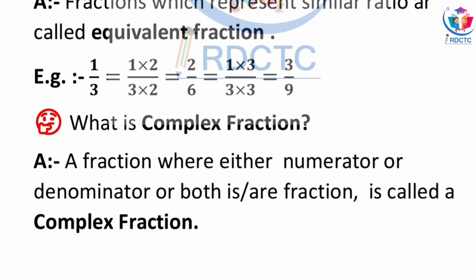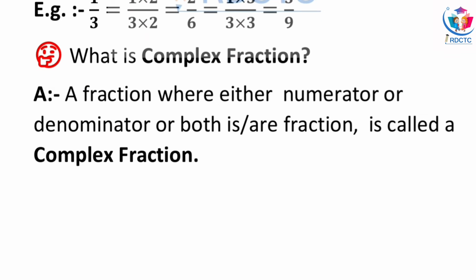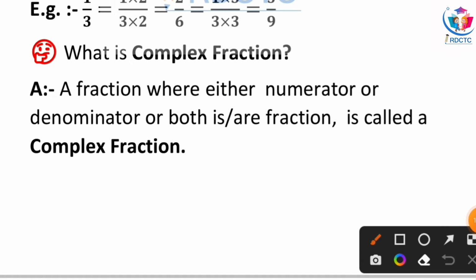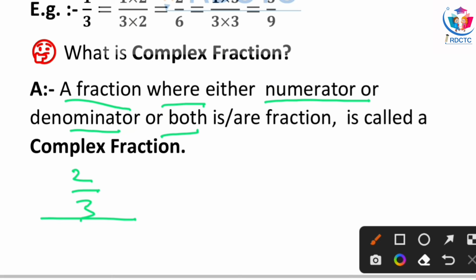Next, we see the complex fraction. What is complex fraction? A fraction where either the numerator or the denominator or both, means numerator and denominator are fractions, is called a complex fraction. Really, it is very complex. So, listen carefully. Here is the main by line. Suppose the numerator is 2 by 3 and the denominator is 5. It is a complex fraction.